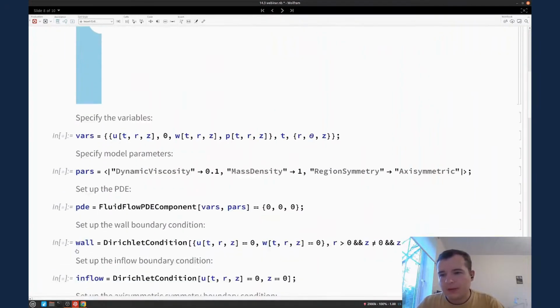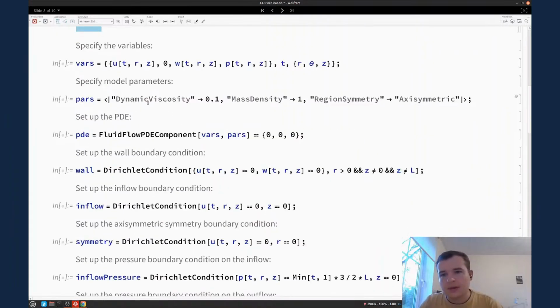So the first thing we once again do is we specify the variables, and here is the same story, but the only difference is that we have this t, because now we are dealing with a time-dependent problem, so the velocity and the pressure now also depend on time. But the second component of velocity is once again set to 0, and none of the velocity components or the pressure depend actually on the angle. So it only depends on time, r, and z.